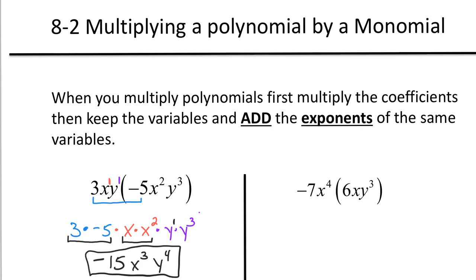So monomial times a monomial. So same thing as the one we did right now. You multiply the numbers here. So we have negative 7 times 6.